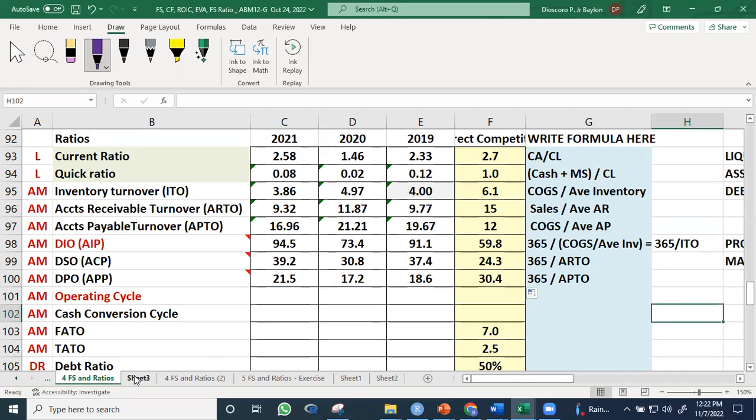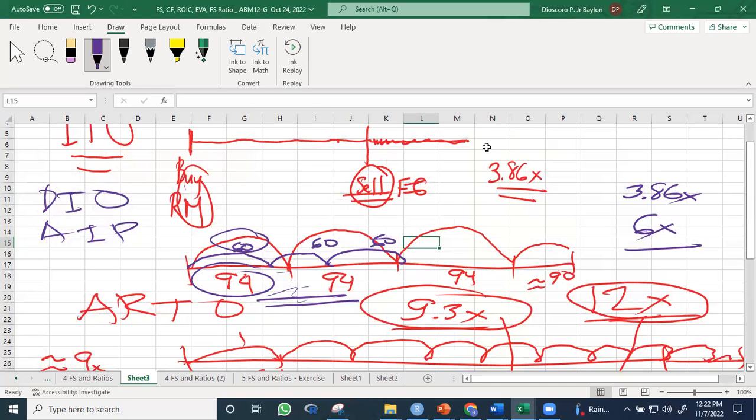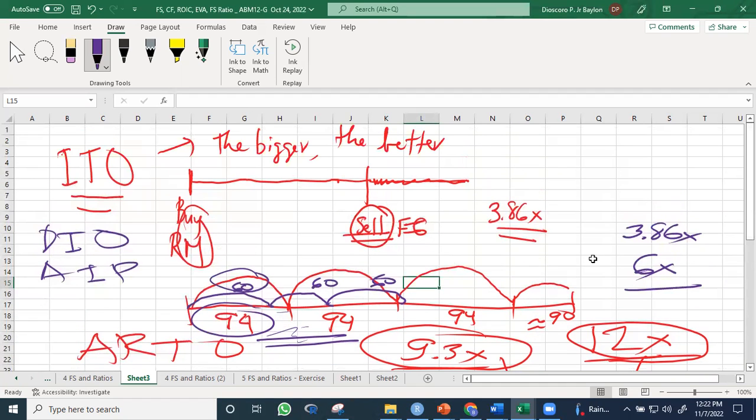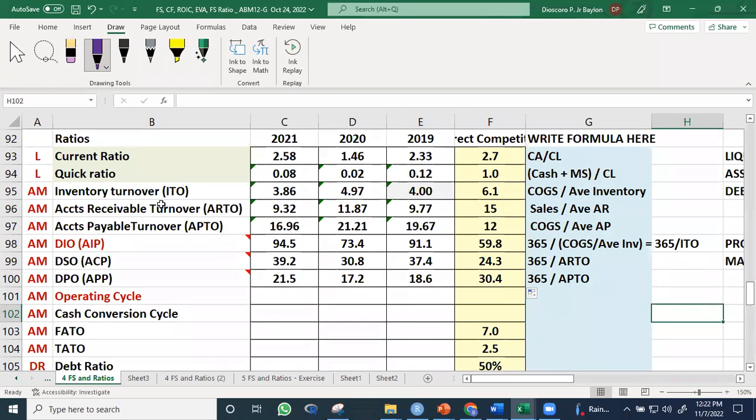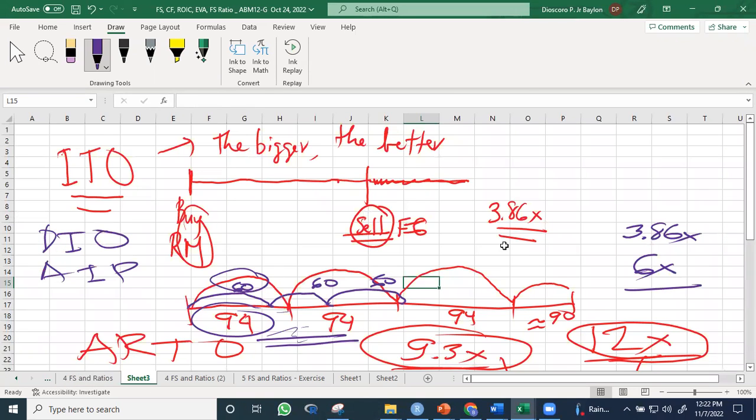Okay, let's go back here. ITO, the bigger the better. Kasi ang binibilang natin dyan yung how many times a year. Okay, let me once again go to our example. Ang example natin, yung company natin, 3.8 times yung ITO niya. Yung competitor, ilang times yun? Ilang times ba si competitor? 6 times, no? 6 times si competitor. All right.